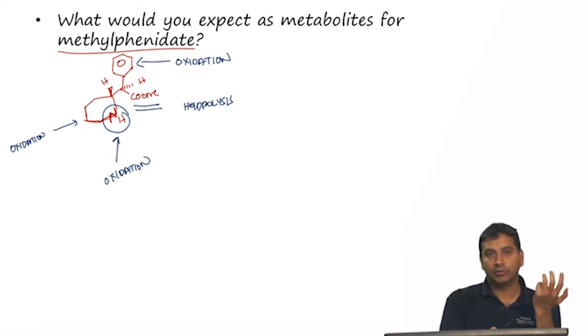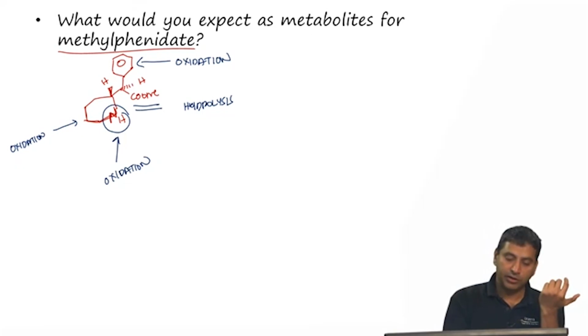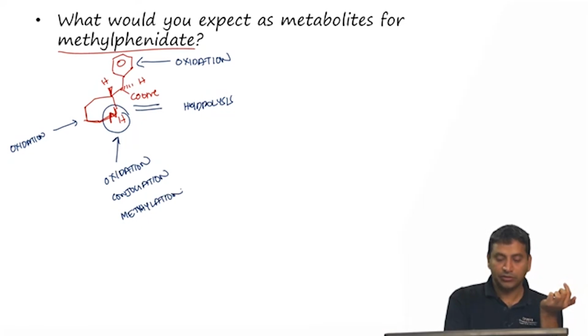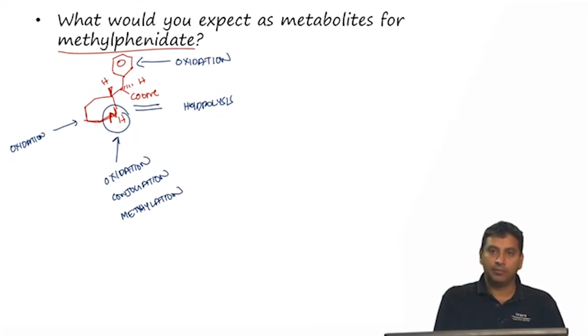Okay. So, these are some of the important reactions of oxidation and hydrolysis, but in addition this NH can also undergo conjugation. Okay. So, we already looked at the possibility of conjugation with glucuronic acid with amines, and lastly it can also undergo methylation. Okay. So, these are the major reactions that we would expect with this molecule.